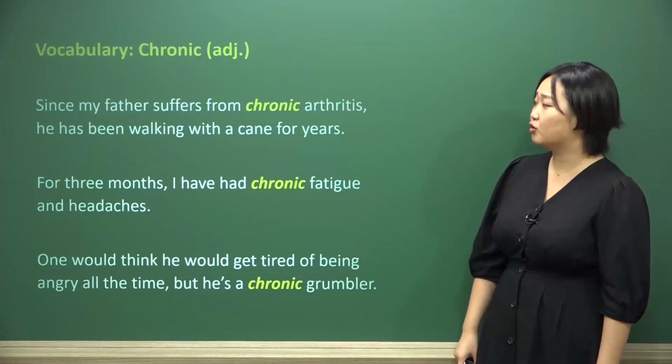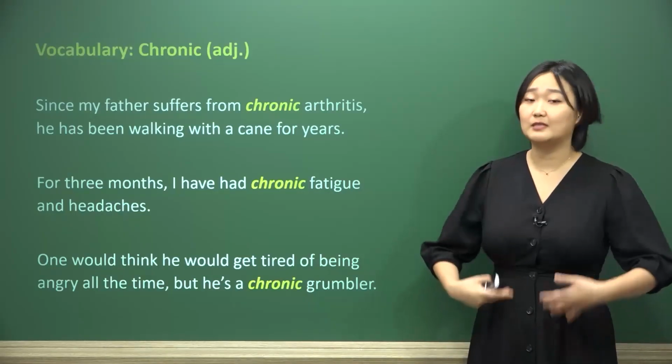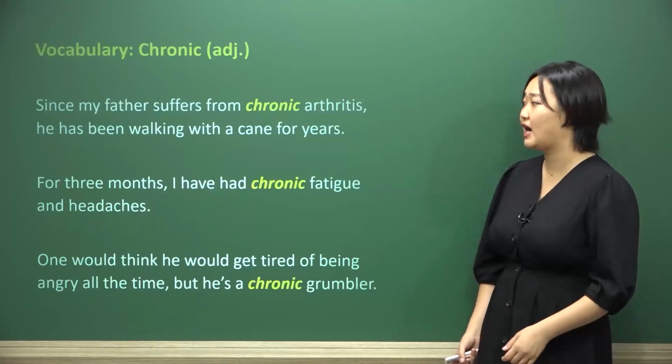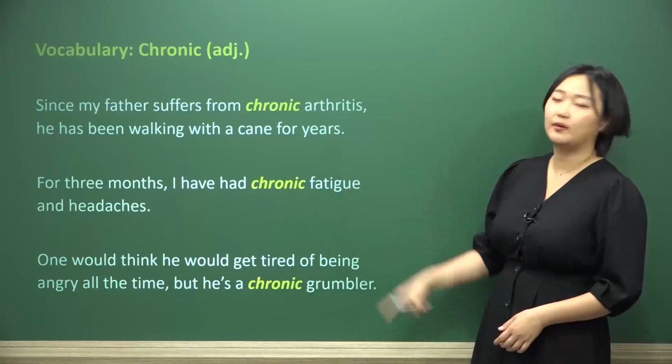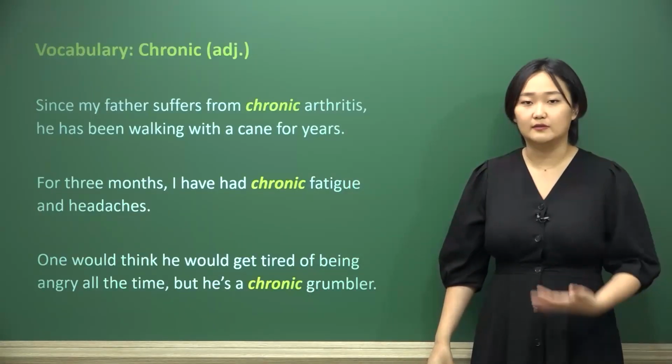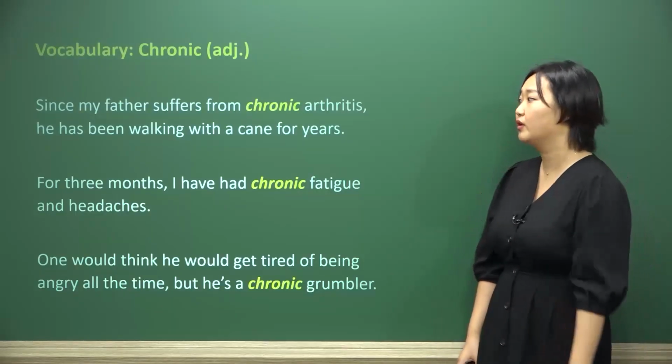Since my father suffers from chronic arthritis, he has been walking with a cane for years. For years, meaning that it has been going on and on for a long period of time. Years is a long period of time. As well as that, we have chronic arthritis. It is ongoing. It continues and never gets better. It will continue on, probably even past this, for several more years.